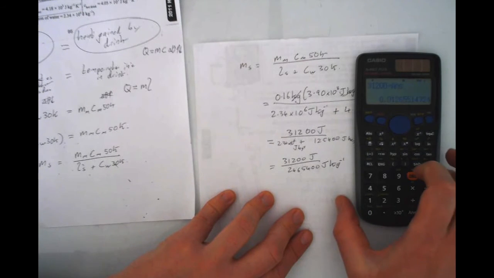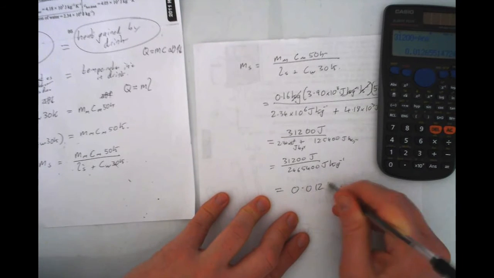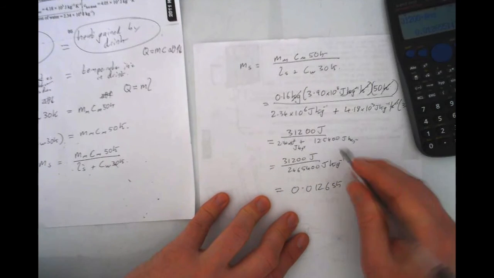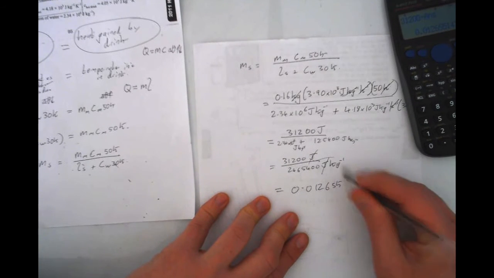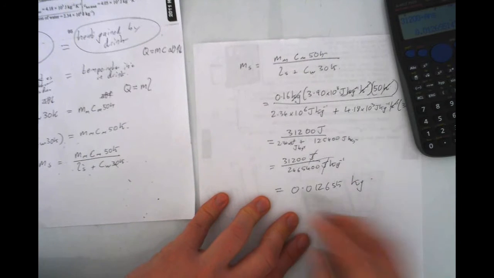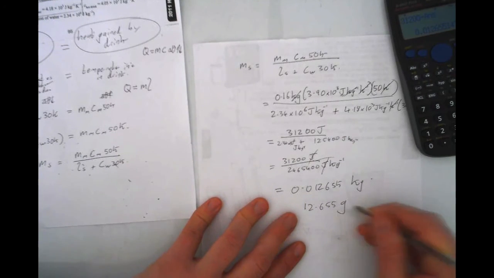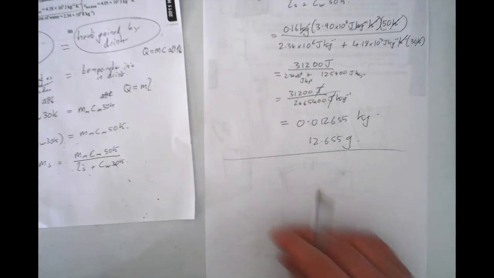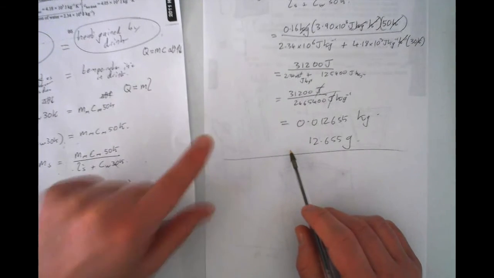So I've got 0.012655, and in terms of units, joules cancel each other out. We're dividing by kilograms to the minus 1, so it's just kilograms. So 0.0126 kilos, otherwise known as 12.655 grams. Okay, there's the first half. Totally not easy, but doable. Very doable as long as you're straightforward. Okay, that's 10 minutes we're at so far for this calculation section, which is about on track.